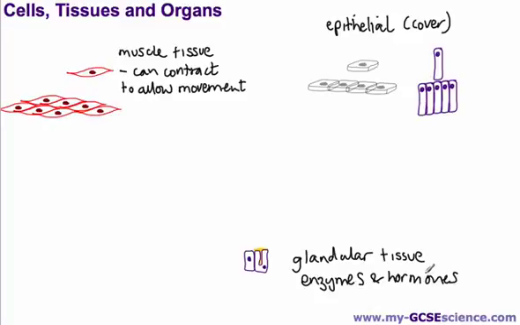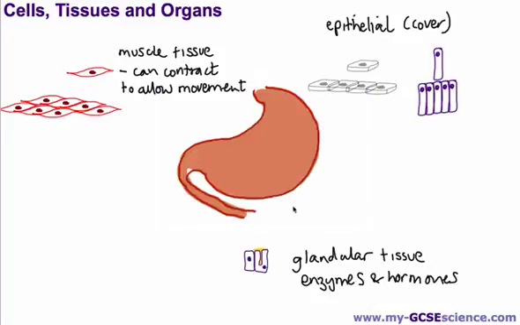Okay, so these are three particular types of tissue that you need to know about, and you also need to know an example of an organ that uses these three kinds of tissue. And the organ that we have that does use these three is the stomach. This is supposed to be a diagram of the stomach. Okay, now if I was to look inside it, just take that top layer off.